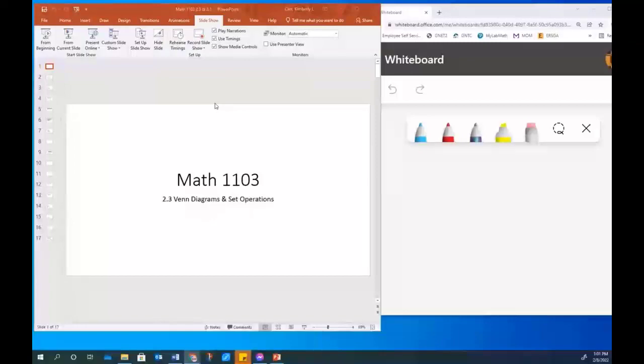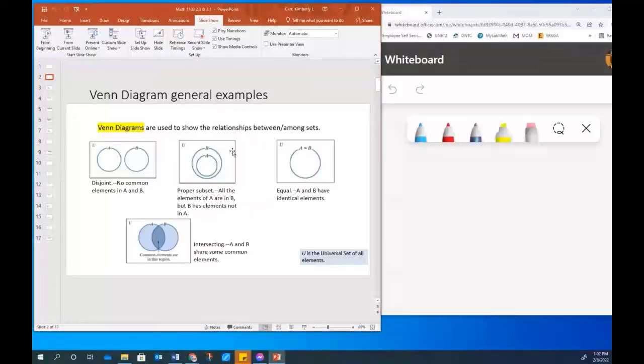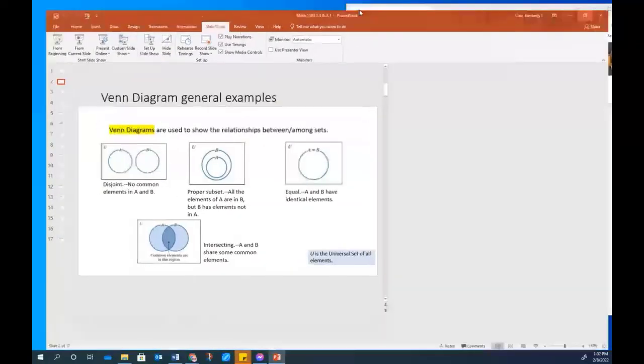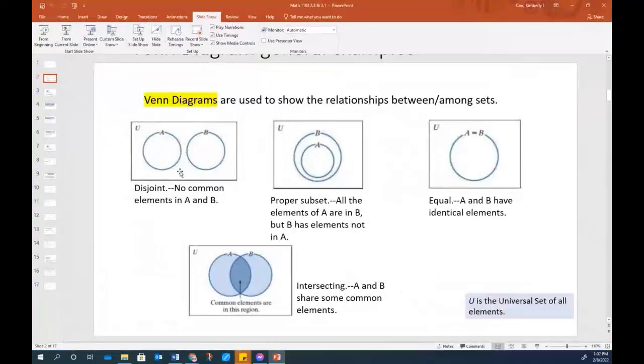And you can see what's coming up in the little slides, and then we can do some writing over on the whiteboard. We're going to talk about Venn diagrams. So first of all, I guess I can make this nice and big. Our first one is the Venn diagram where the two sets have nothing in common. A and B have no common elements.